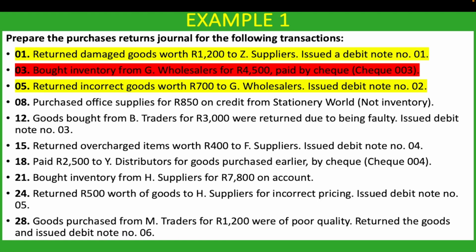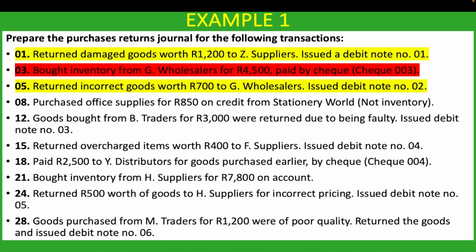What about the 8th? Purchased office supplies. Now, before I even continue reading, I know that doesn't go into our purchases returns journal because it's not a return, it's a purchase of office supplies. Okay, so the purchase of office supplies for 850 Rand on credit from Stationery World, by the way, and we're told that it's not inventory. These are office supplies. Remember, purchases returns journal is mainly for inventory.